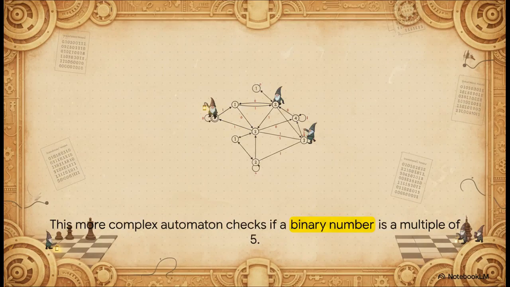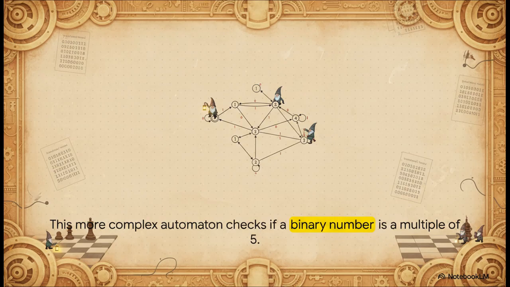And this is where it gets really cool, because these principles can scale up to solve way more complex problems. I mean, look at this thing. It might look a little crazy, but its job is actually pretty straightforward. It tells you if a binary number is divisible by 5. How? Well, it has 5 states, one for each possible remainder you can get when you divide by 5. 0, 1, 2, 3, or 4.